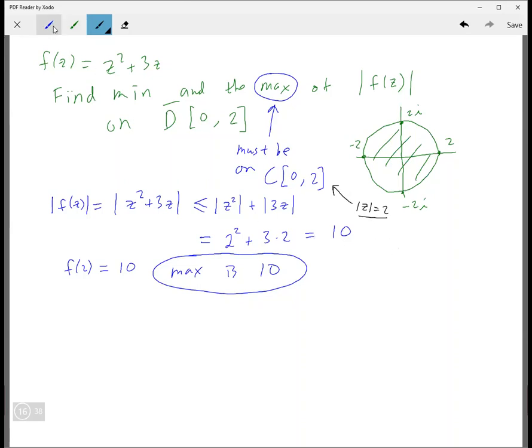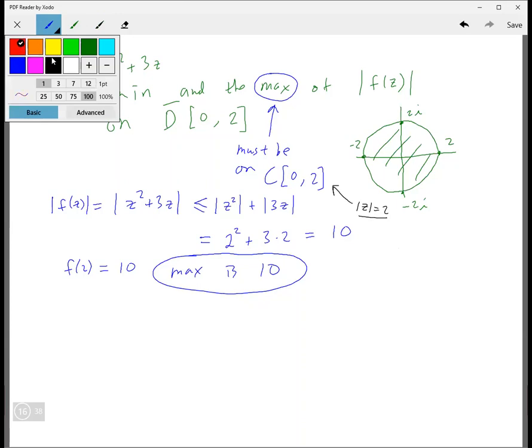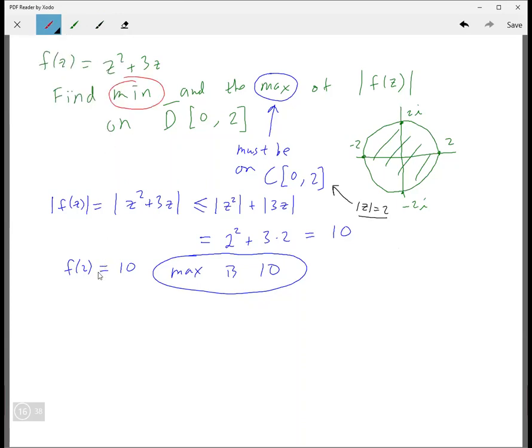Okay, so now the other question, the minimum. The minimum of the... Can anybody want to guess that?